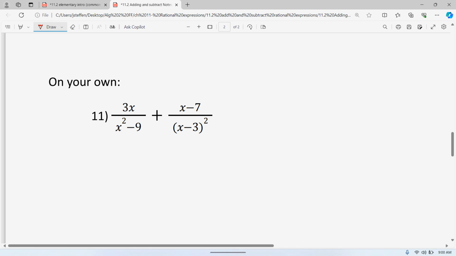Go ahead and do this one on your own. Keep in mind that x minus 3 squared is just x minus 3 times x minus 3. Hopefully you remember that, but just in case. Go and do number 11 on your own. Like I said, once you know how to do that on your own, the subtraction problems aren't much different.